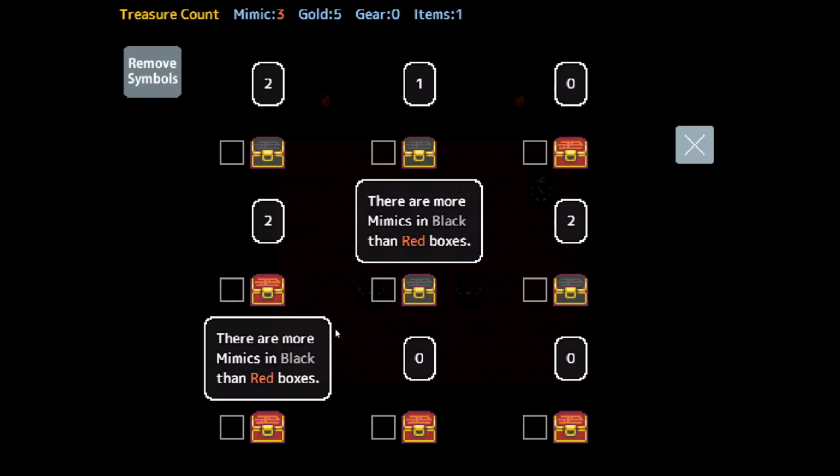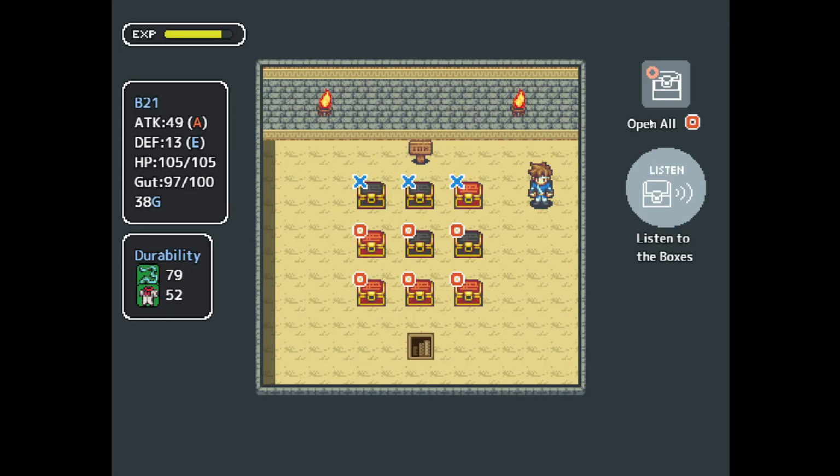There are more mimics in black than in red. Okay, wait. Definitely a mimic. Definitely a mimic. Definitely a mimic. Then that is true. That is true. That is true. That is true. Yep. Everything seems true. Yes. Yep.